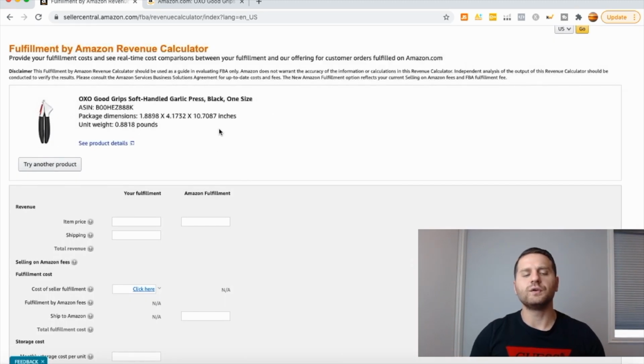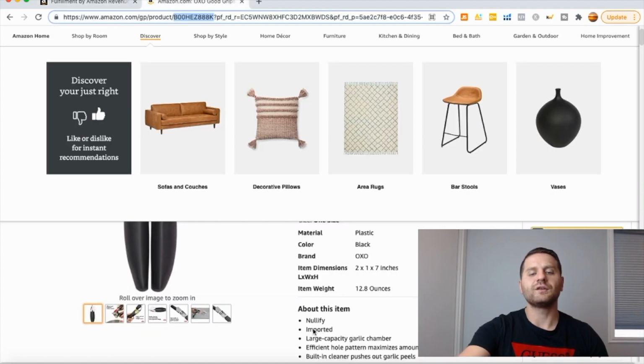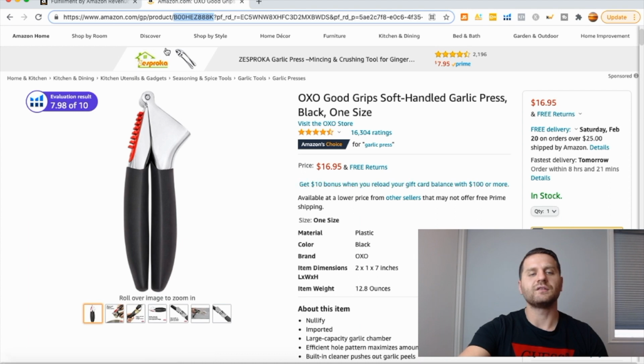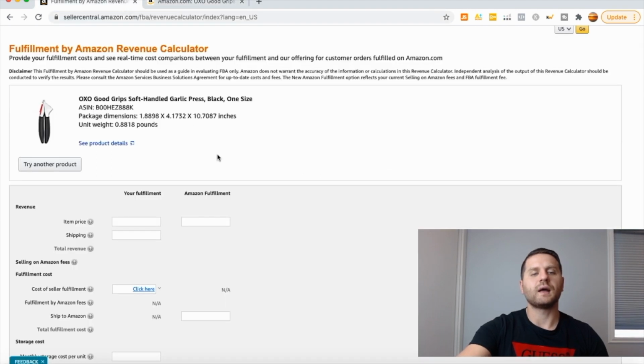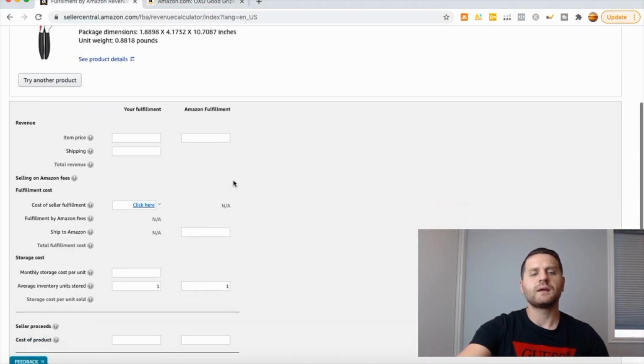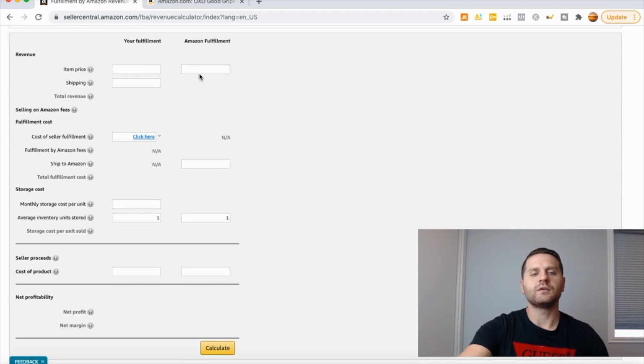We are going to look at our competitor's product and it is going to help us discover what our Amazon FBA fees are going to be. This product is selling for $16.95, as you can see over here. So let's go back to the Amazon FBA calculator and put in $16.95. This is how much we are going to sell this product at based on our competitor's price.